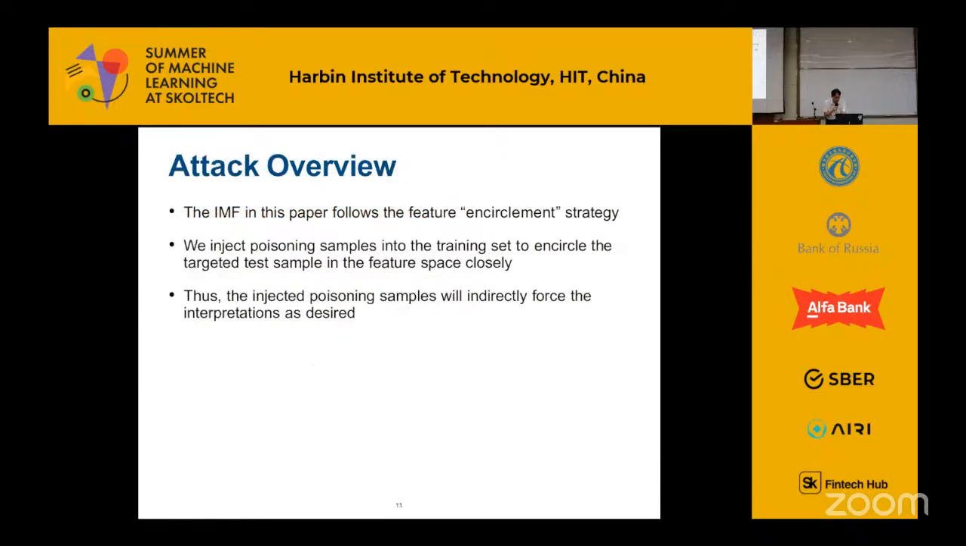And here, how to carry out such an attack? We have to have an intuition. The intuition is just like this. I will write it on the whiteboard.